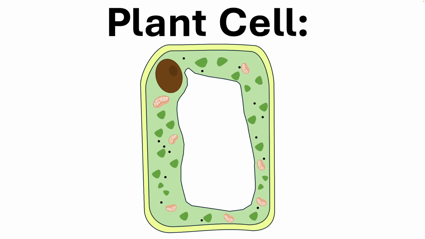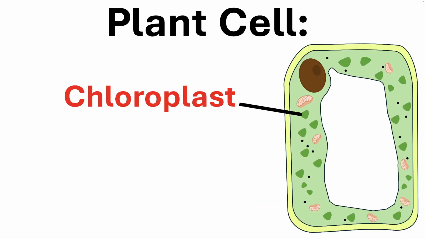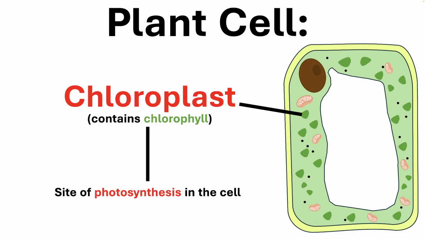Let's go through these organelles now. First of all, we have the chloroplasts, these little green balls here. Now, these are actually the reason that plants have that green color, because they contain a substance that's a green pigment, and that pigment is called chlorophyll. The function of these chloroplasts is undergoing the process of photosynthesis, which makes food for the plant.